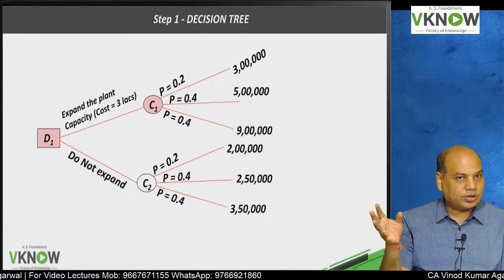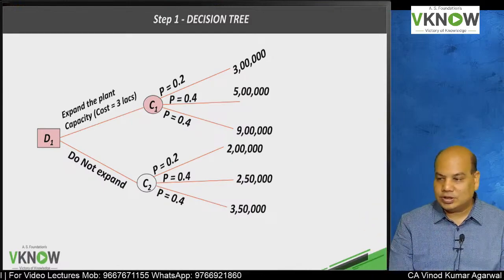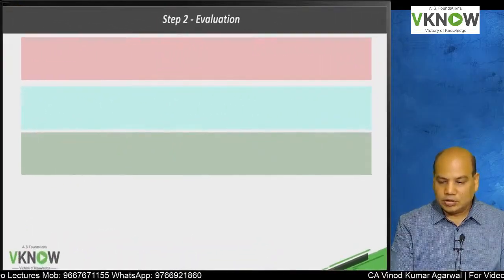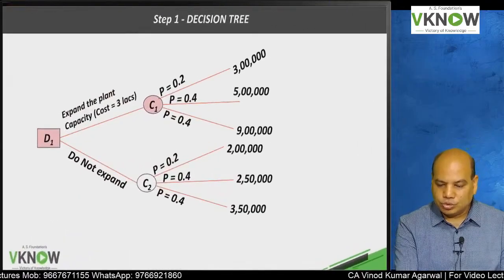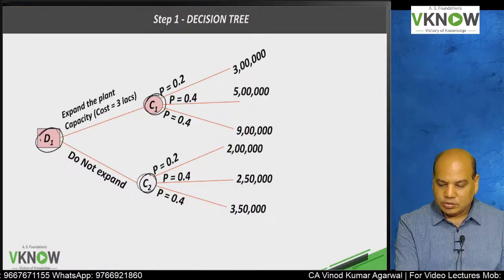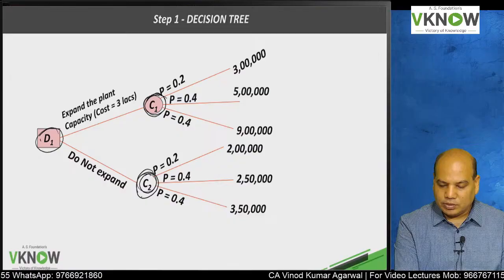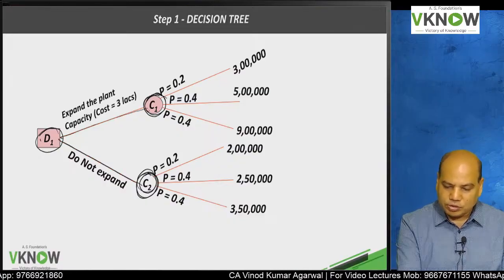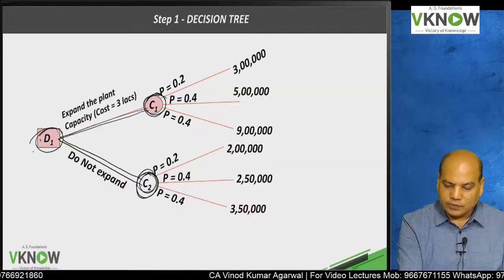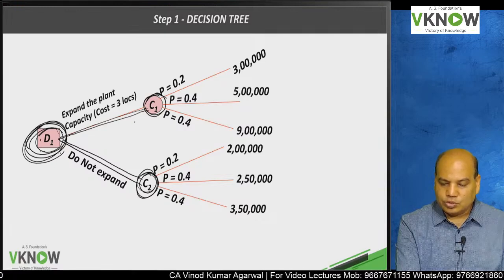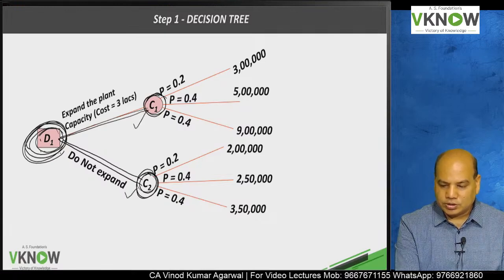Okay, it was this question which I converted into CA versus MBA so that you got more interested. So now see, we have two chance nodes and one decision node. First we are going to evaluate C1, then we are going to evaluate C2, and then we'll move backward. C1 and C2 are emerging from D1. D1 is a decision box, so I will choose the higher of these two options.